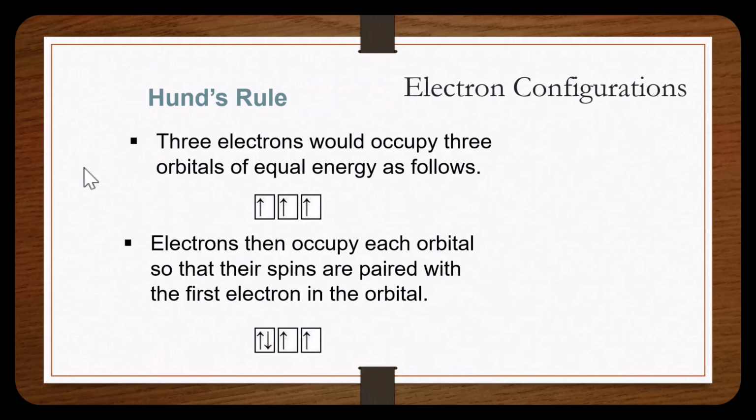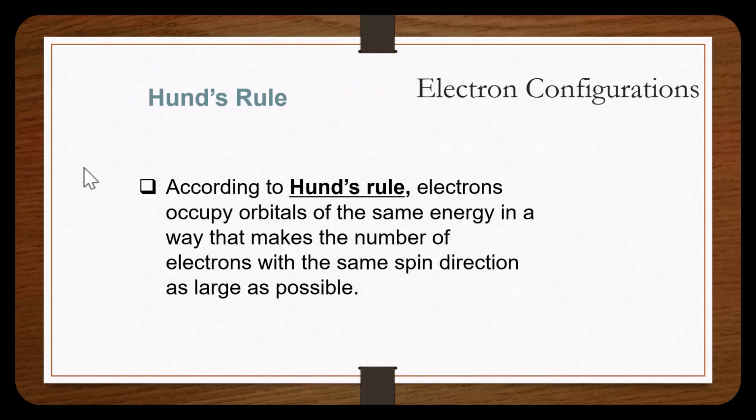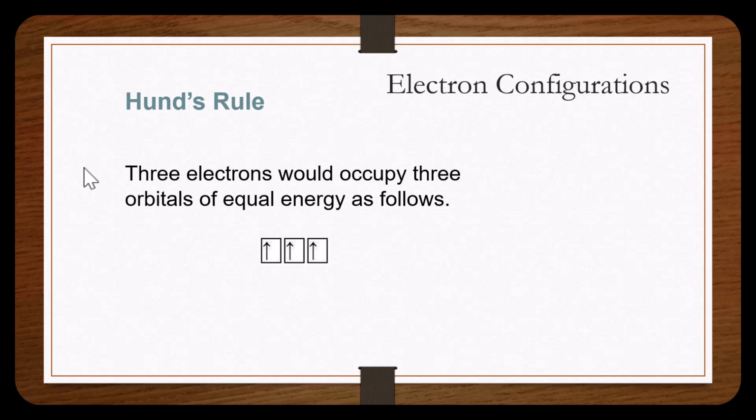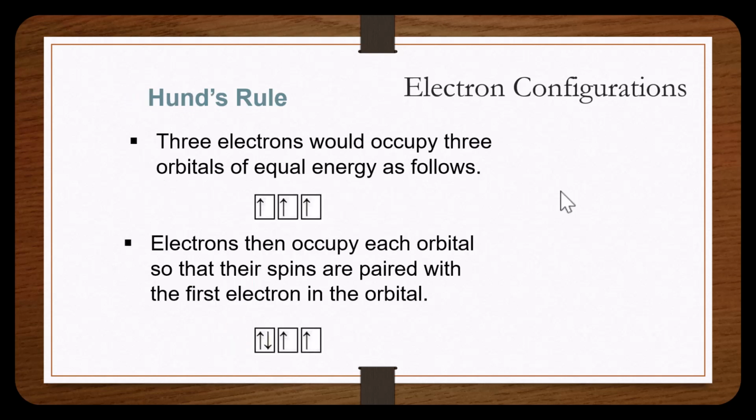So going back to this slide, that's where these boxes are coming from. So from this, there's already 2 energy levels that have been filled, which would be 1s and 2s. So these are already filled. 3 electrons would occupy 3 orbitals of equal energy.